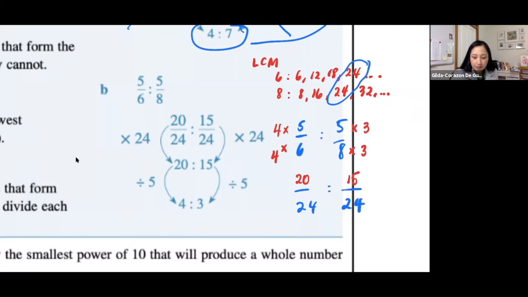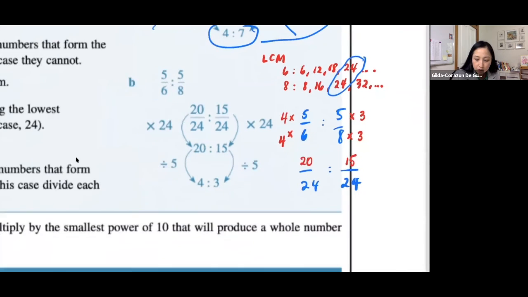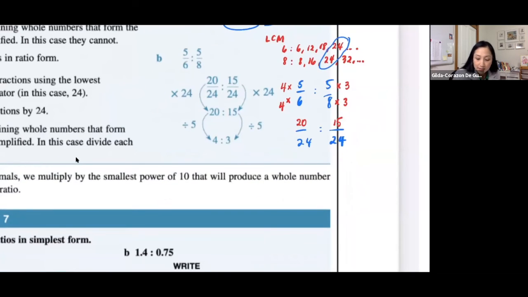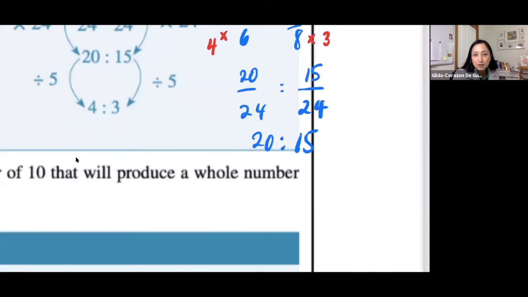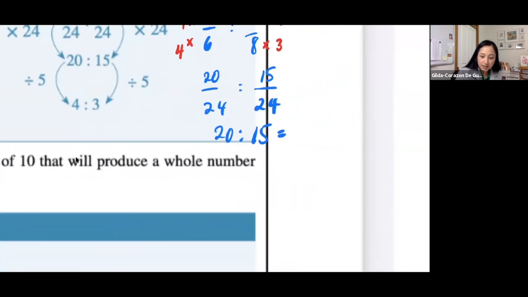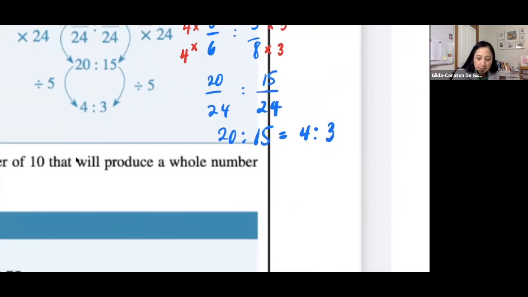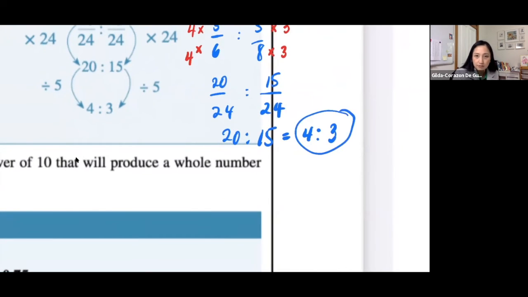Now, since they've got their denominators the same, then we can simply say that ratio would be 20 to 15, right? But what can you say about 20 to 15? Is it in simplest form? No, therefore we need to simplify it further. That becomes what? We divide both sides by 5, and therefore we get 4 to 3. Okay, so this is now in simplest form.